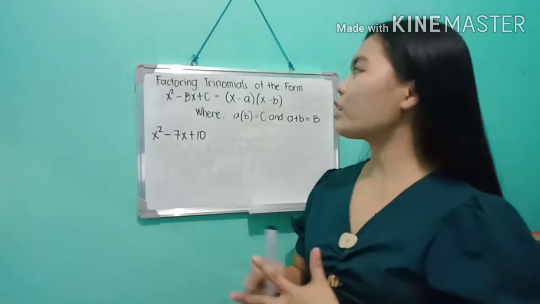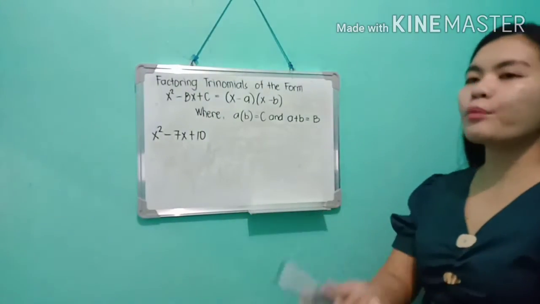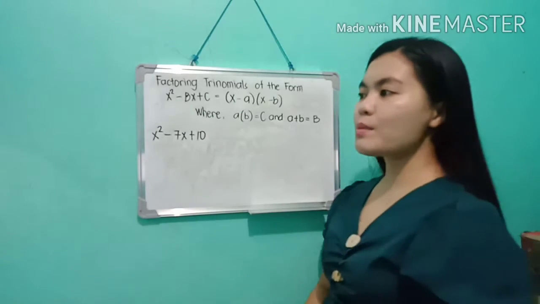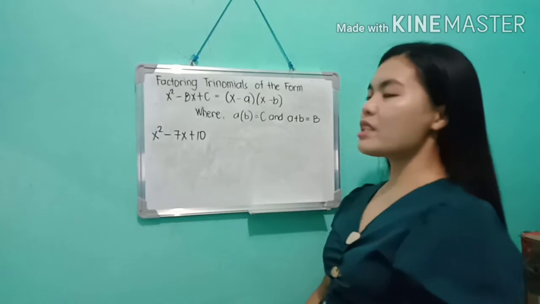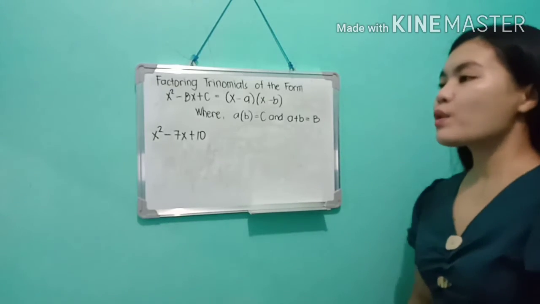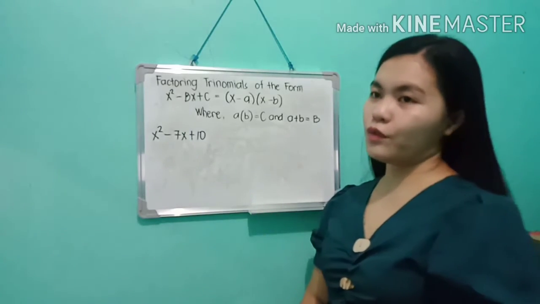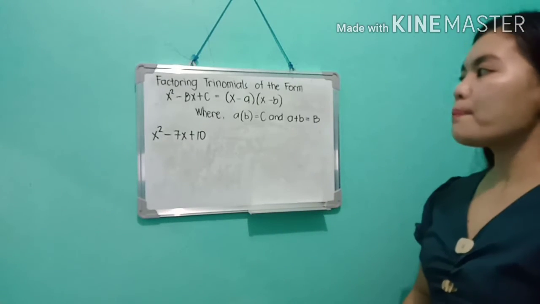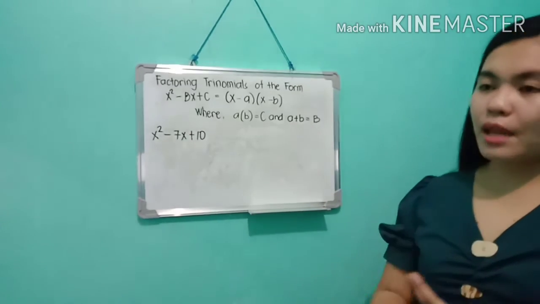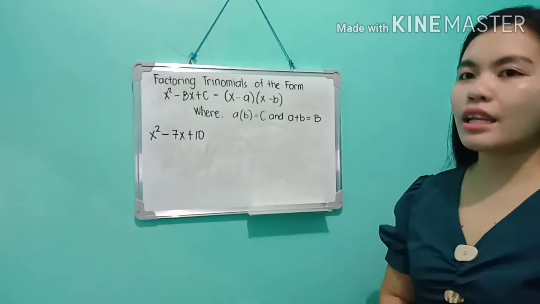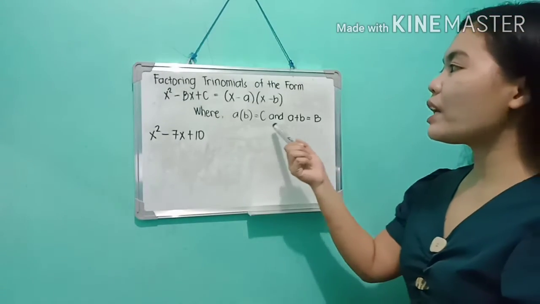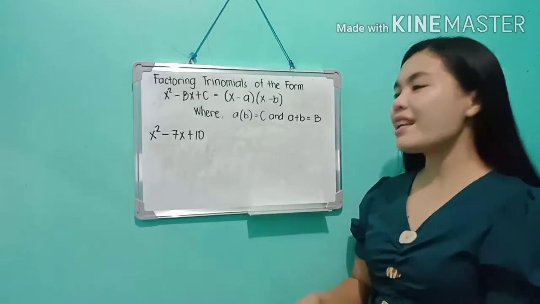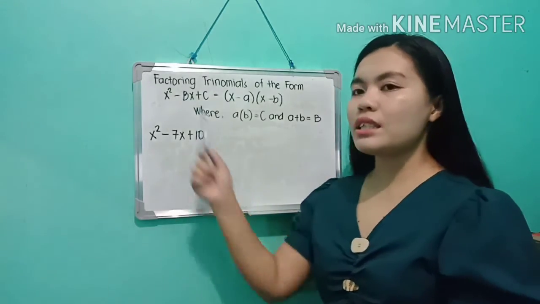Back again to factoring of trinomials of the form x squared minus bx plus c is equals to x minus a times x minus b. So, napapansin nyo, negative na. So, paano natin isosolve kung magiging negative yung b? So, in the same process, maghahanap tayo ng numbers na kung i-multiply natin, it will satisfy c, and also, if we're going to add it, it will satisfy the b.